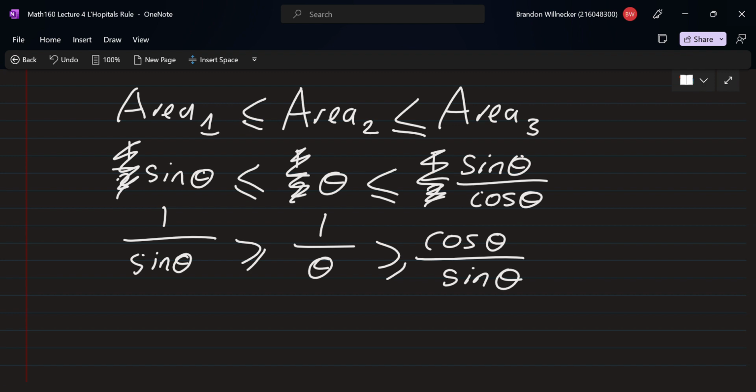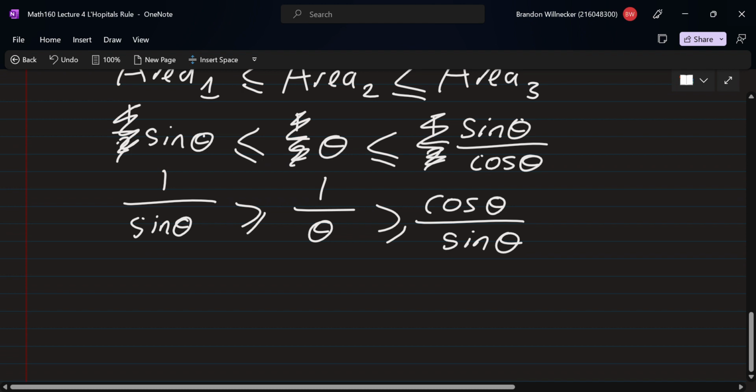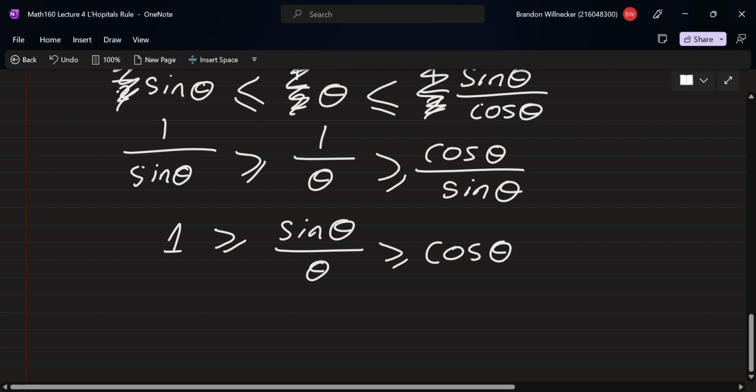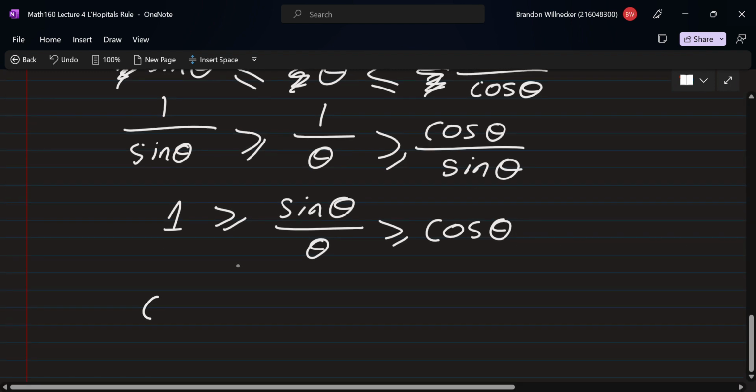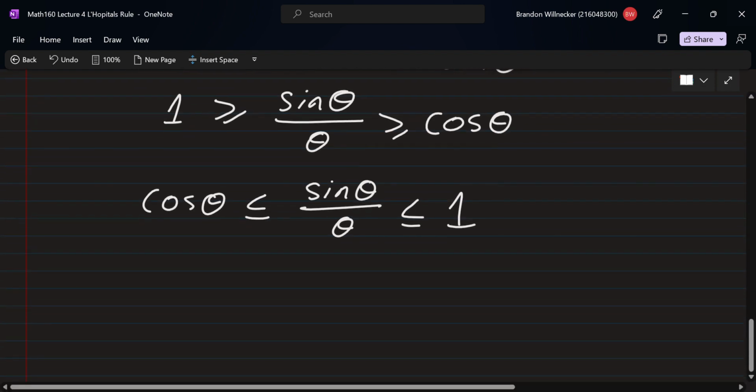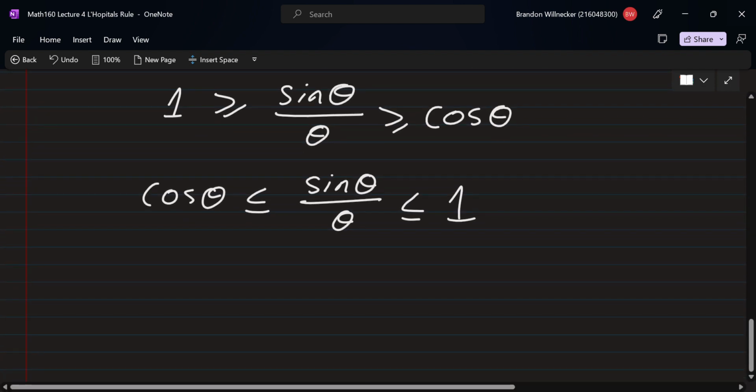Okay, so we took the reciprocal of everything. Now we're going to multiply through by sine theta. So this part will become 1. This will be sine theta over theta. And this part will become cos theta. Okay, now things are a bit reversed. We don't want to deal with greater than or equal to, so let's write it the other way. Might be more familiar. So cos theta is less than or equal to sine theta over theta, which is less than or equal to 1. Okay, that might be a bit more familiar.